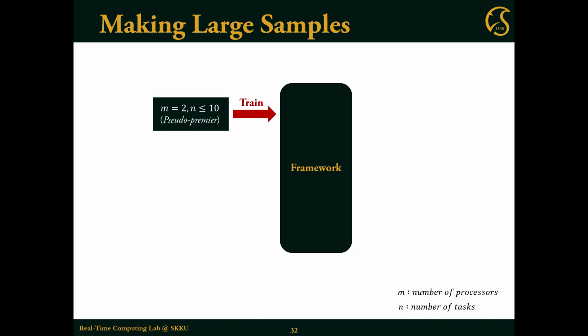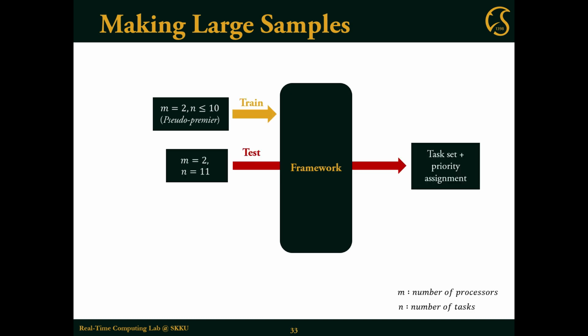Let's say the base pseudo-premier sample we're holding consists of cases where the number of processors is 2 and the number of maximum tasks is 10. In this example, by using these sets, we will show how we generated sets where m is 2 and n is 11. First off, we train the neural network with these samples. Then we get these randomly generated samples with a number of tasks of 11. Thanks to the pointer network, we could infer beyond the maximum length that we have trained the neural network on.